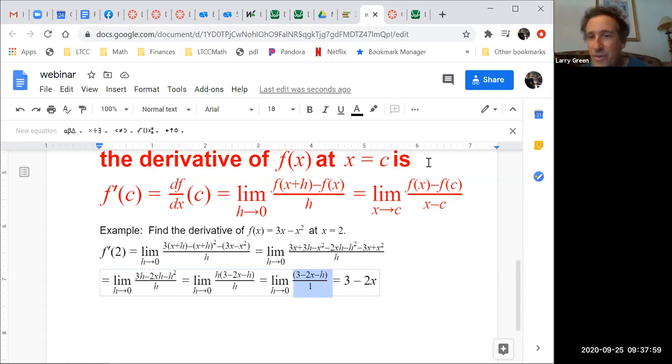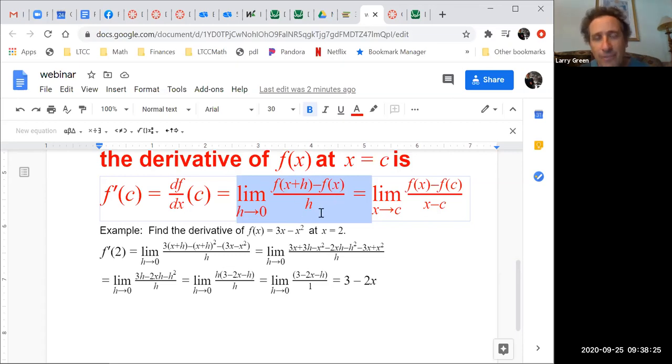I didn't bother doing it. Anyone know? Okay, if you don't, let's go to the definition. And if you go to the definition, whatever the function is, this is general. If you plug in h equals 0, you get f of x minus f of x, which is 0 over 0, and you get 0 over 0.